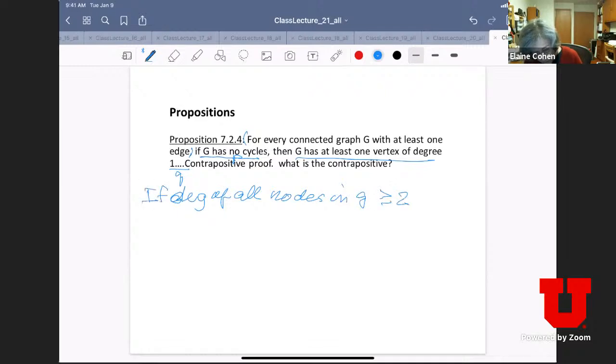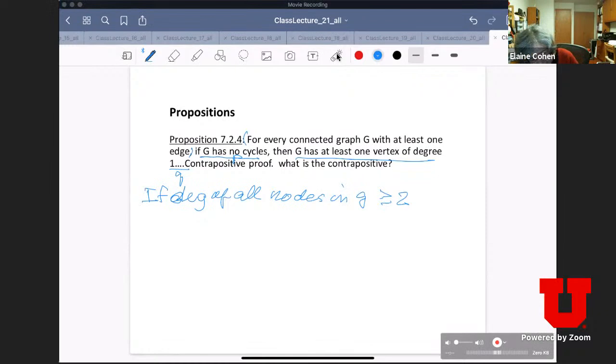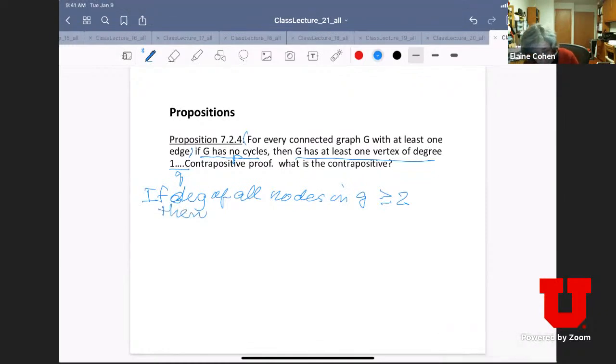So if the degree of all the nodes in G are greater than or equal to 2, remember it's connected, so it can't have any node with degree 0. And if we're saying the contradiction that it doesn't have any nodes of degree 1, then we're saying that all the nodes in G have to have degree greater than or equal to 2. Then what's the contradiction of G having no cycle? Then G has at least one cycle. At least one edge.